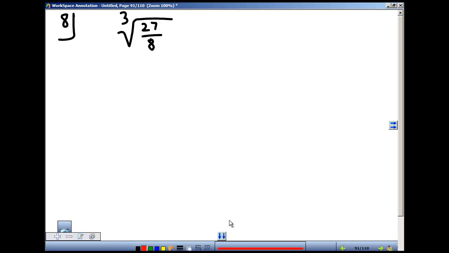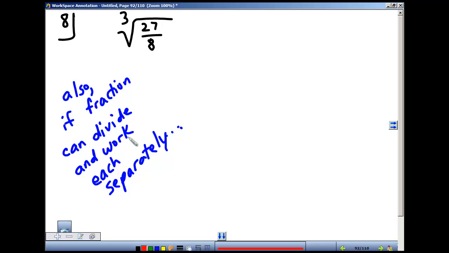Number 8. Here I have a cube root and there's a fraction under that cube root. I can do the opposite thing here. If it's a fraction, we can divide and work each separately. So I could break this to be the cube root of 27 divided by the cube root of 8.